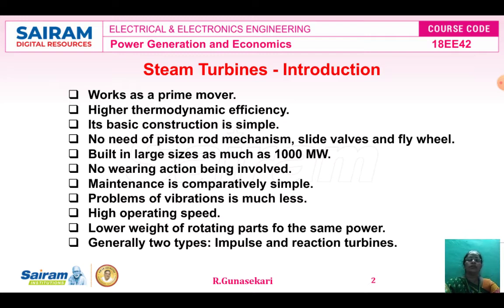The problem of vibrations produced in the steam power plant is much less. It operates at a high operating speed. It has lower weight of rotating parts for the same power. Generally, the steam turbine is classified into two types: one is the impulse turbine, another is the reaction turbine. So this is the introduction to the steam turbine used in the steam power plant.